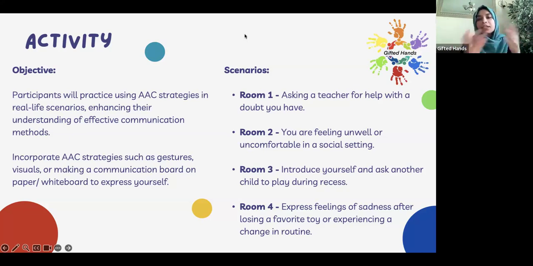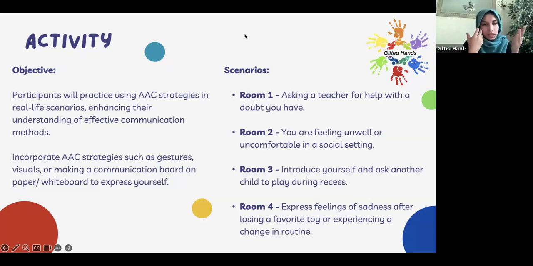Room two, the child is feeling unwell or uncomfortable in a social setting. So this teaches the child to be expressive. Okay, don't keep it to yourself. Don't be aggressive. Don't be frustrated. Express it instead. You can do it this way or this way. You can show me some picture. You can show it on your face. Or do you want a letterboard? I have letterboards available. I have PECS cards available. So you're giving the child the chance to express himself or herself.